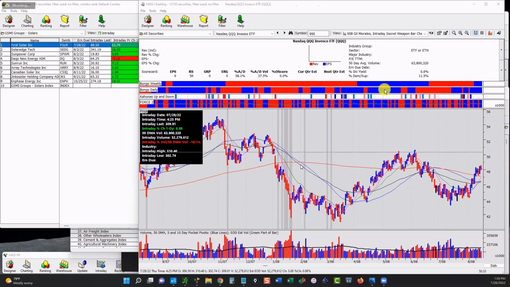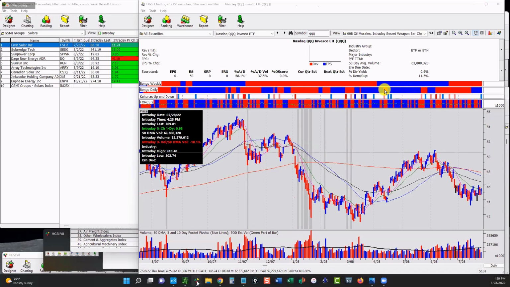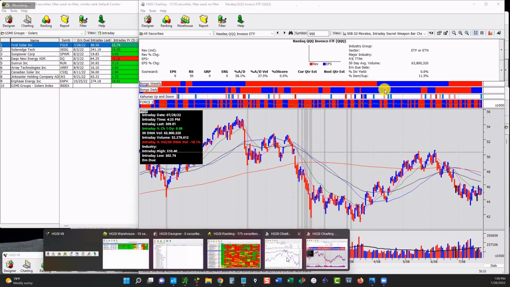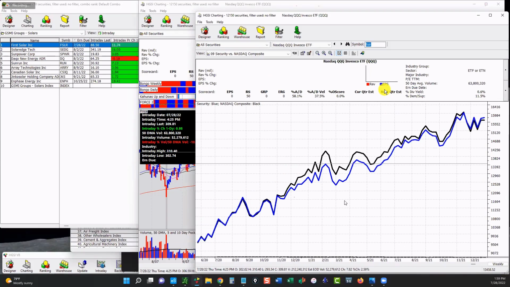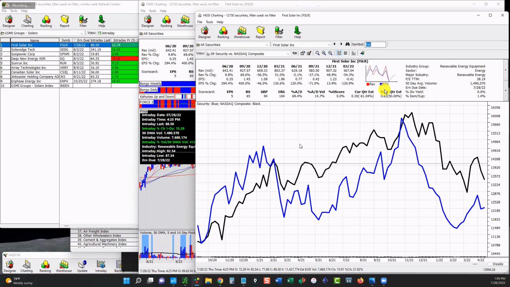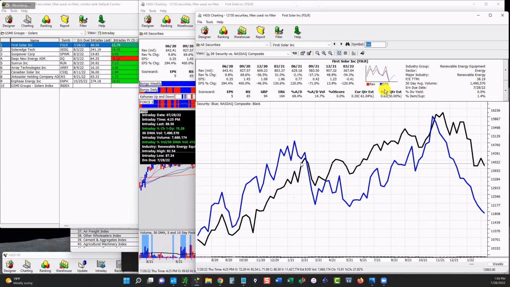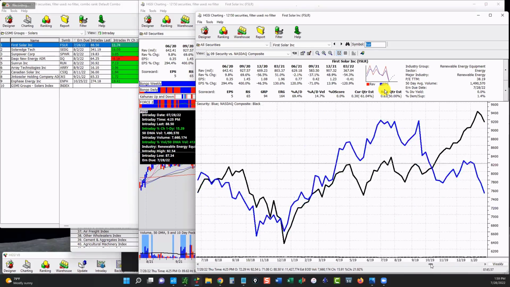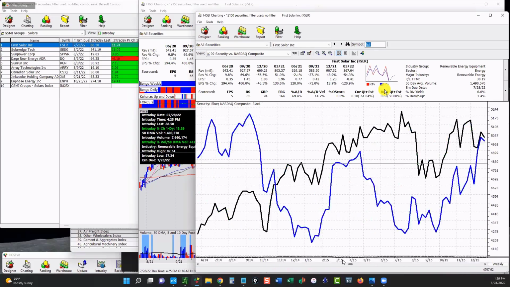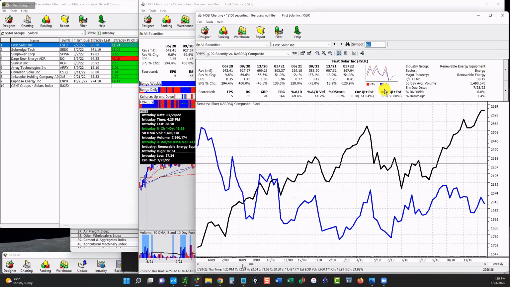So a couple other things that I find useful here. Let's see if I can bring it up. Yeah, here's my comparison chart. So I'm going to compare the QQQ. Well, no, what am I comparing this to? The NASDAQ to First Solar. And let's see if I can get this. So the blue line is the NASDAQ, and we're going to go back to 2007, 2008. So here we are.